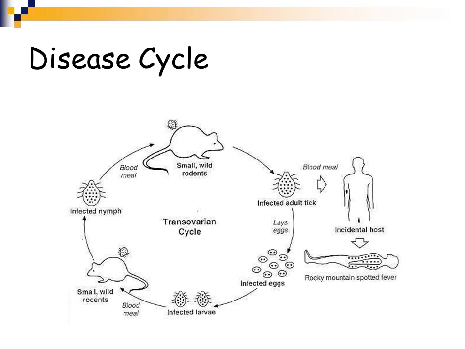And then humans are accidentally infected when they come into contact with an infected adult tick that takes a blood meal. And then when an individual has an infected tick that takes a blood meal, they end up getting infected with Rickettsia rickettsii and end up with the disease Rocky Mountain spotted fever.